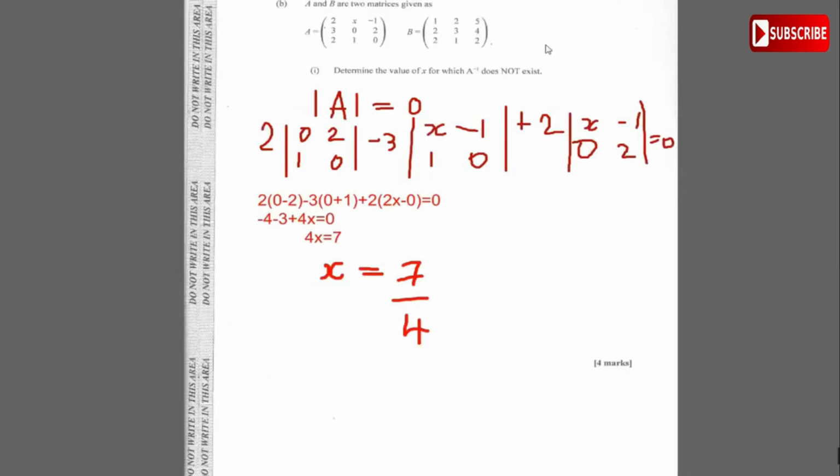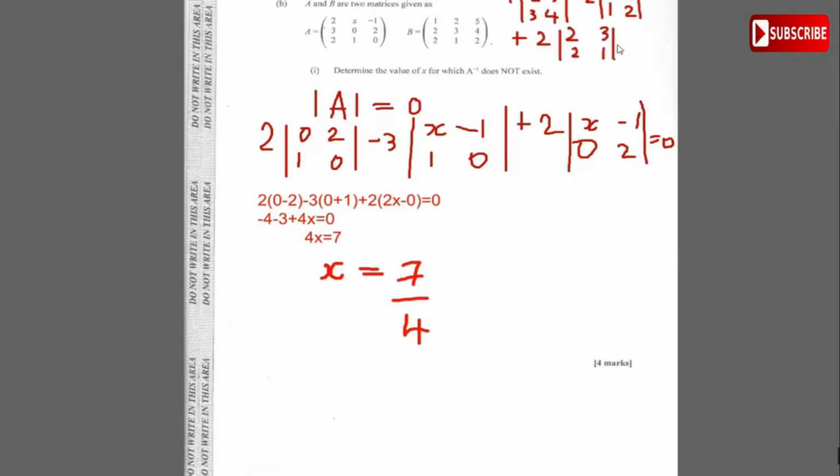Let's do it right here. Determinant of B would be 1 times the determinant of 2, 5, 3, 4, minus 2 times the determinant of 2, 5, 1, 2, and then we cross this out and we're getting 2, 3, 2, 1, so it's plus 2 times the determinant of 2, 3, 2, 1. This is to find the determinant of B.